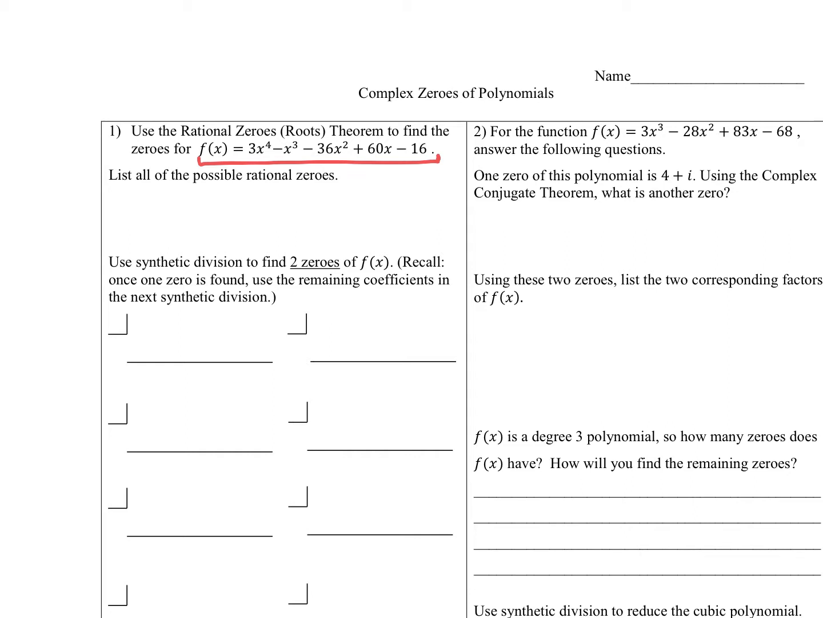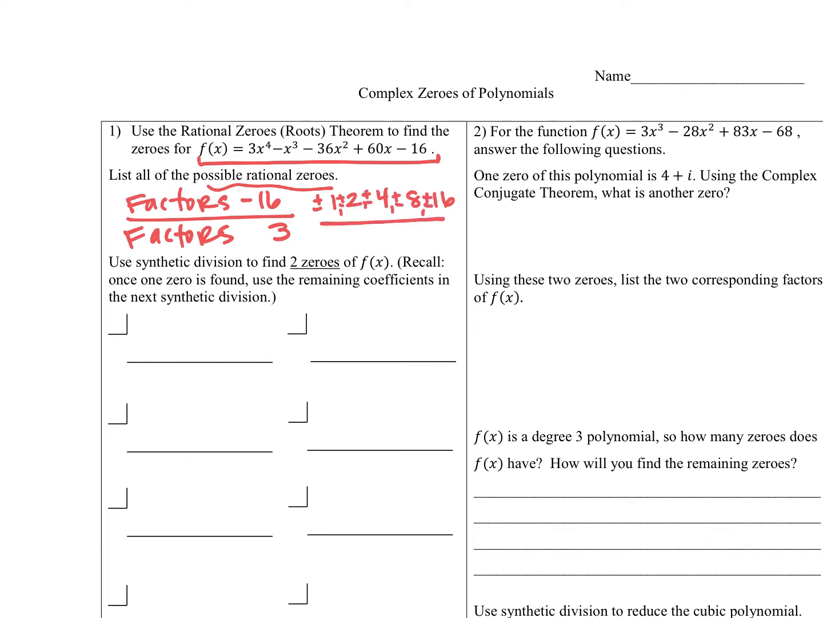So we're going to start by listing the possible rational zeros. Remember, that's looking at the factors of the constant term, in this case the negative 16, over the factors of the leading coefficient, which is 3. These are just the possible ones. When you think about 16, its factors are 1 and 16, 2 and 8, and then 4 and 4. It's both the plus and the minus of all of those.